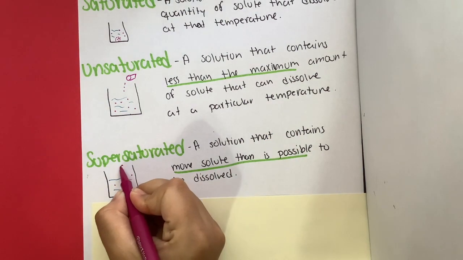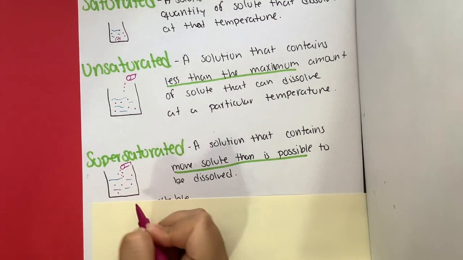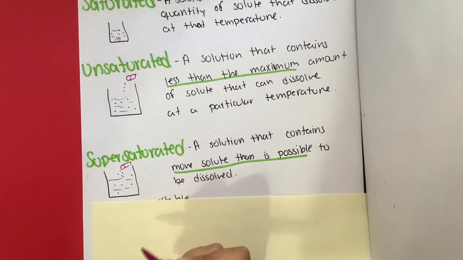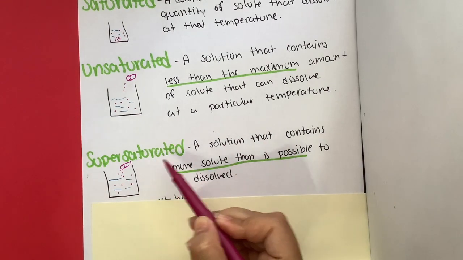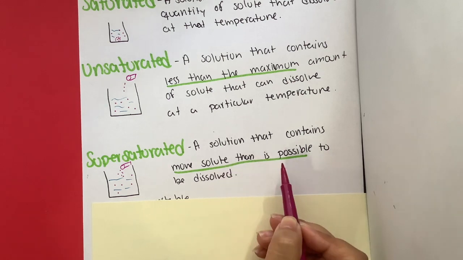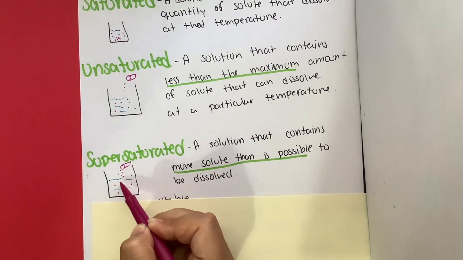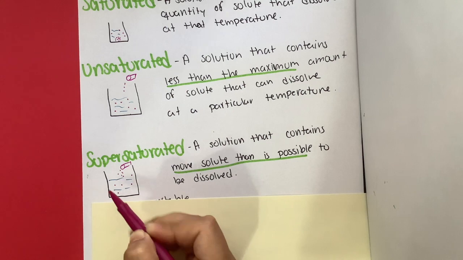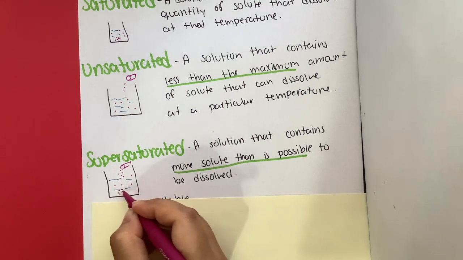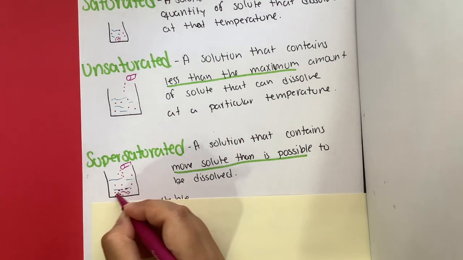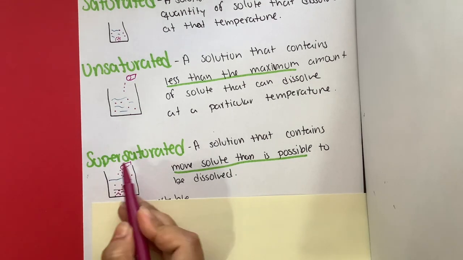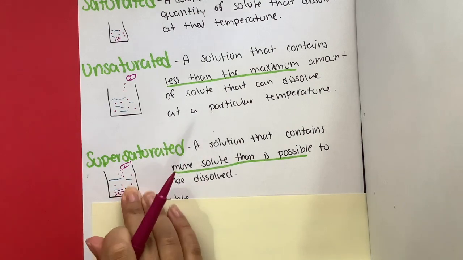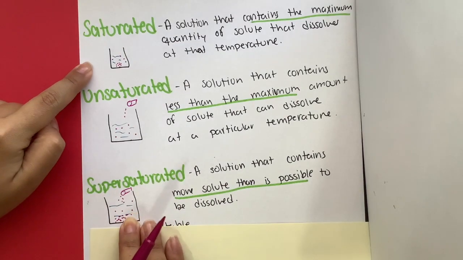But if I were to add more crystals, okay, into my supersaturated solution, what's going to happen is that, since a supersaturated solution has more solute than possible, when another crystal is introduced to my solution, a bunch of crystallization is going to form, and now I'm going to have a lot of solid in the bottom. Now my supersaturated solution is going to be turned into a saturated solution, okay?